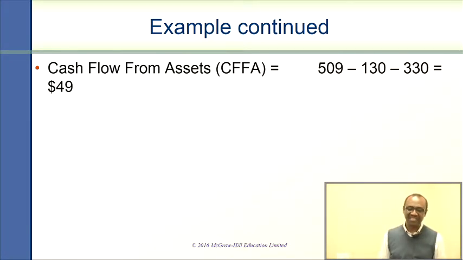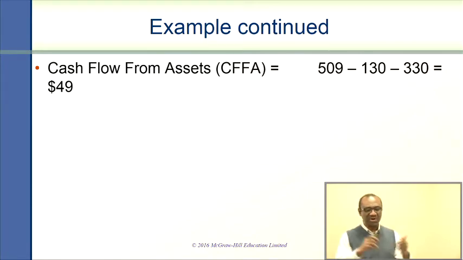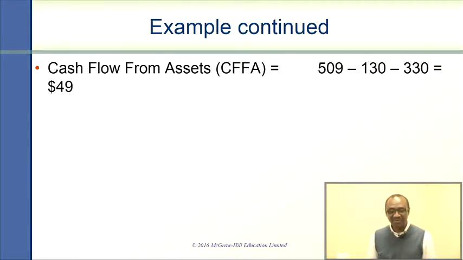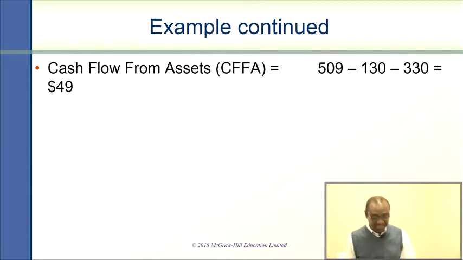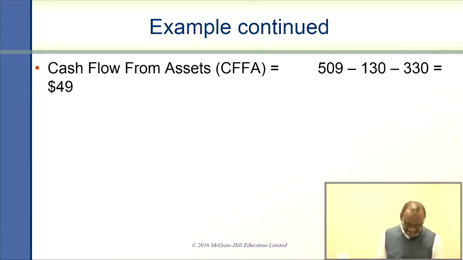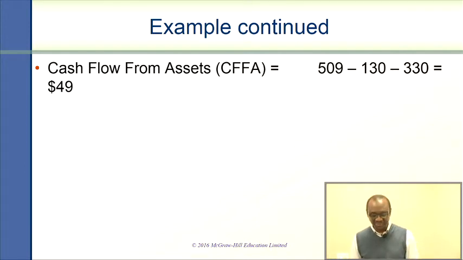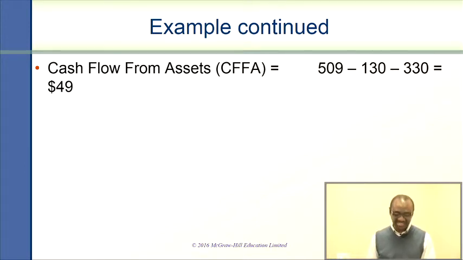We also have the cash flow from assets. Cash flow from assets will be the $550, which we got for operating cash flow, minus the net capital spending and minus the changes in net working capital. And that gives us the total cash flow from assets.